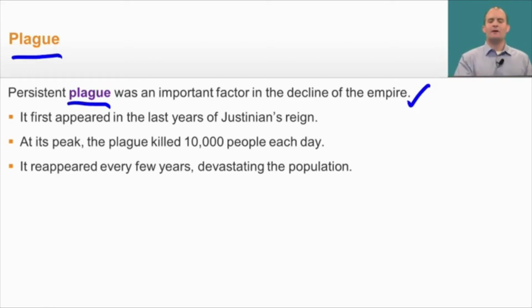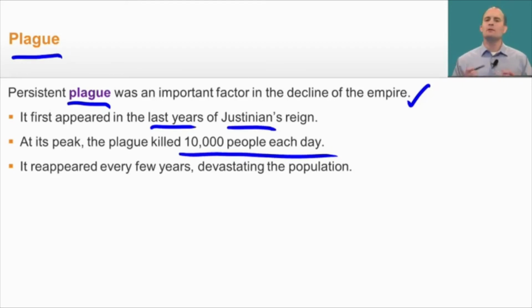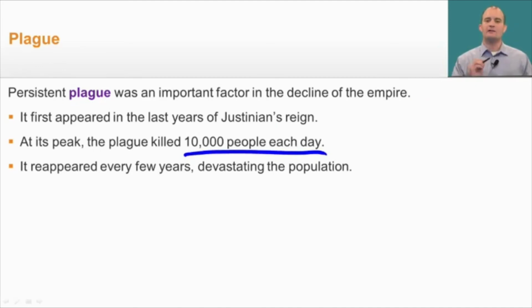Now, it first appeared in the last years of Justinian's reign, and at its height, it killed 10,000 people each day. Now, this was extremely detrimental to the Byzantine Empire because the Byzantine Empire already had a lower population. So by killing 10,000 people each day, this plague was devastating that empire. And it reappeared every few years and would further devastate the population and would weaken the empire further.